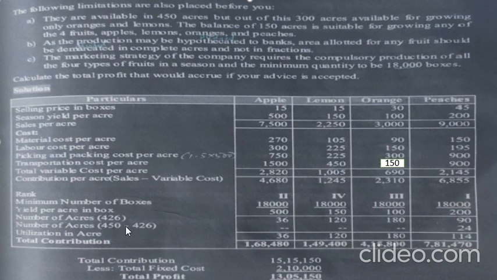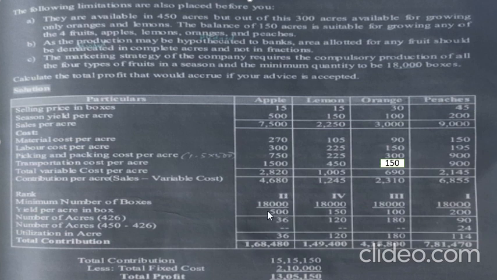So now the minimum number of boxes and yield per acre in boxes. As per the marketing strategy of the company, it requires the compulsory production of all the types of fruits in season, and it requires a minimum of 18,000 boxes. So 18,000 is the minimum boxes for all the fruits. Then the yield per acre in boxes. So for apple, 1 acre gives 500 boxes.